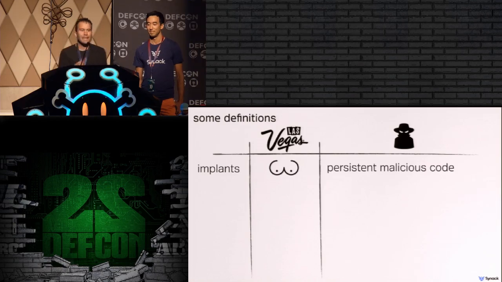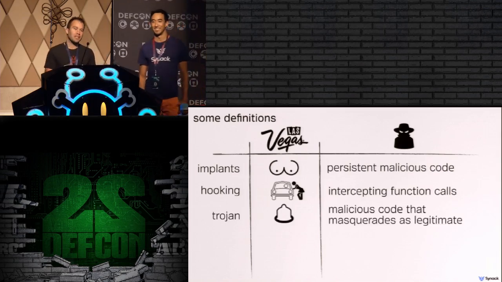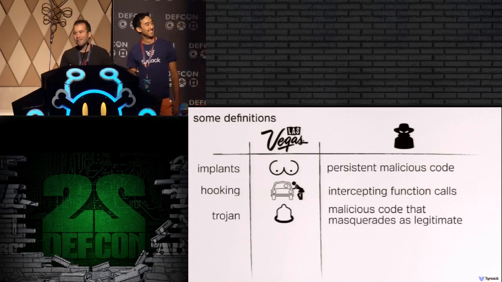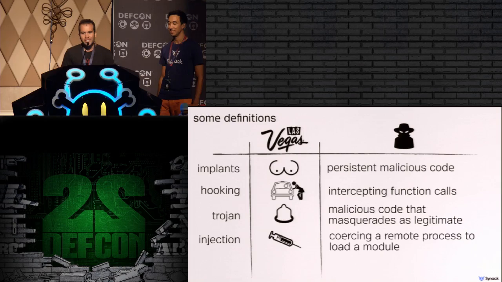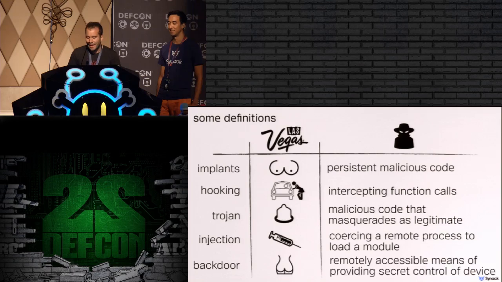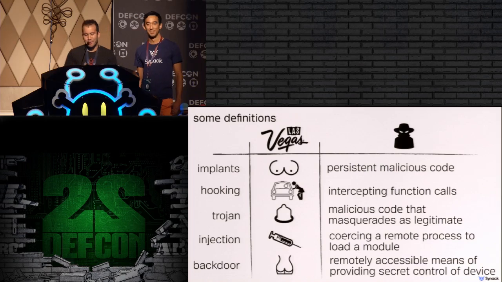So in the talk, when we talk about implants, we're talking about persistent code that is malicious. Hooking means intercepting function calls, usually by installing a hook or a detour. A Trojan is a malicious piece of software that pretends to be something legitimate. Injection is all about getting code into a remote process. And finally, a backdoor is some code that provides undetected remote control of a device.